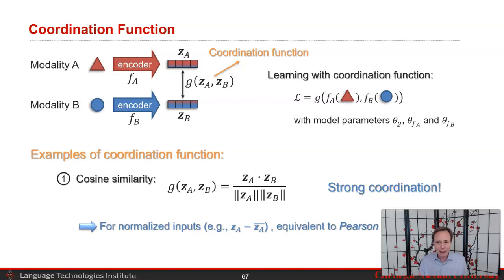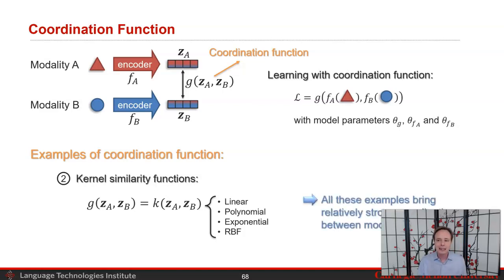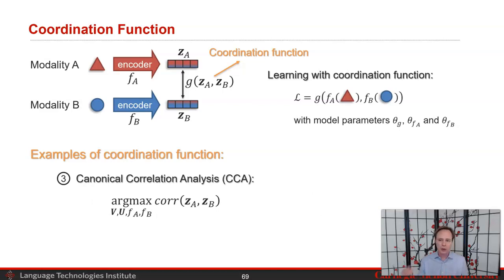So this is one example, but this coordination function could be, as we had discussed, when you see those coordination or similarity functions, you have to think like a kernel. In fact, any of the kernel functions that exist could be used. All these examples still bring relatively strong modality. In fact, you can take the correlation example earlier, and you can start making it slightly less coordinated, but still strong in a sense, which is using canonical correlation analysis.